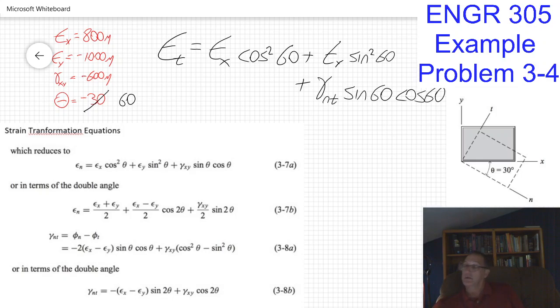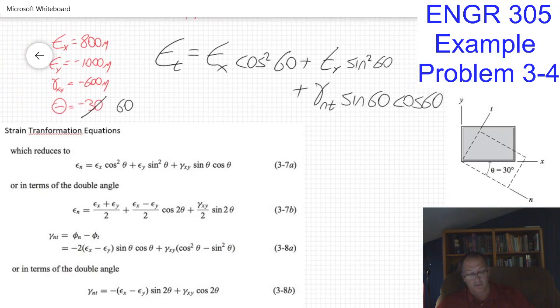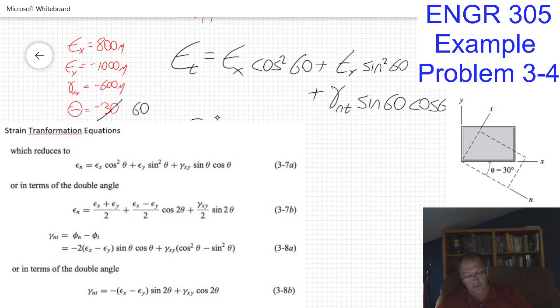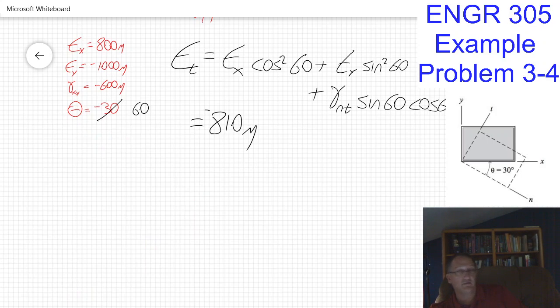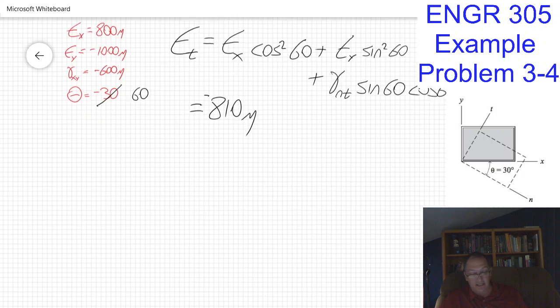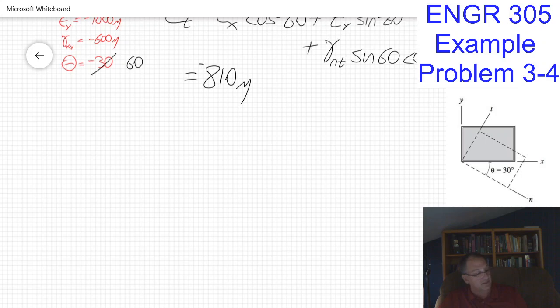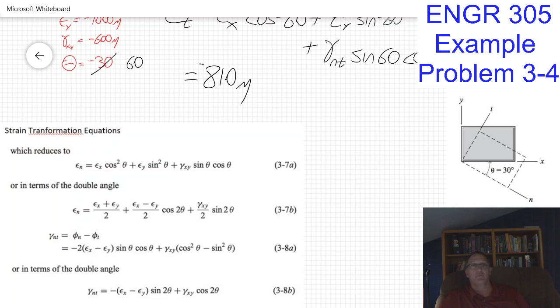And if I calculate that out, that equals a negative 810 micro. Yeah, there you go, a negative 810. I'll even let you see my answer. And so then lastly, just keep scrolling this up. We'll put the formulas back up there. Oh, we'll use this one.